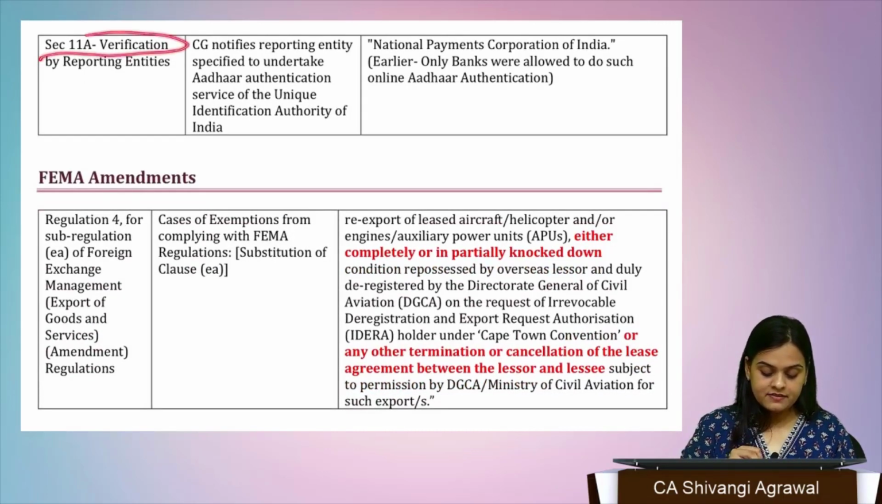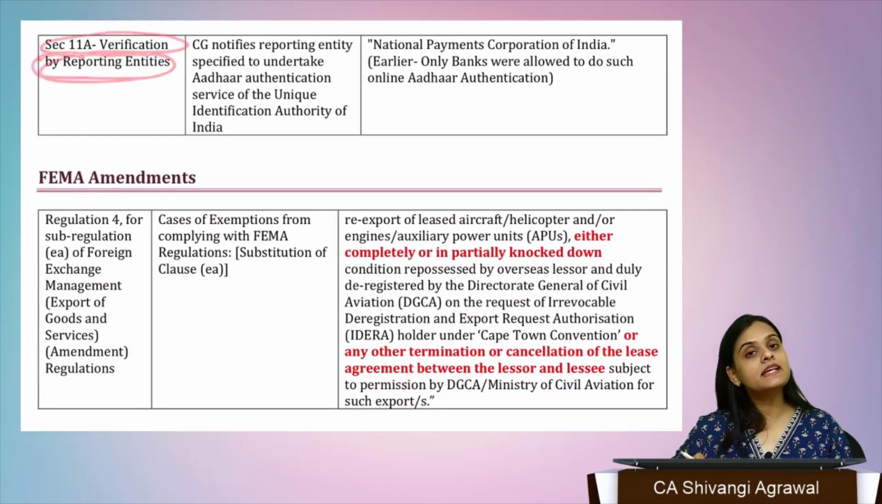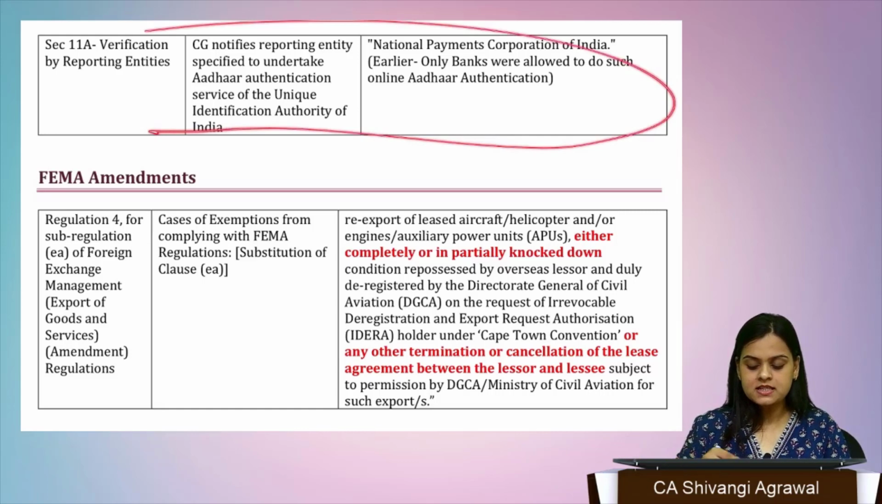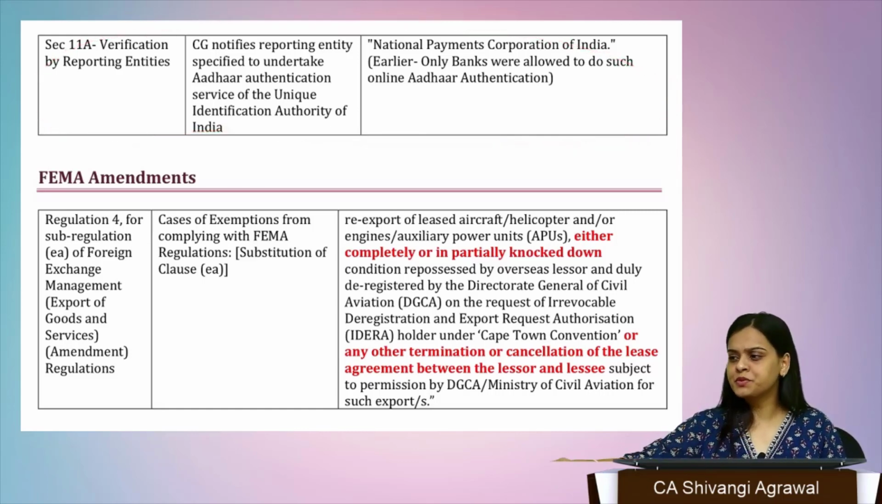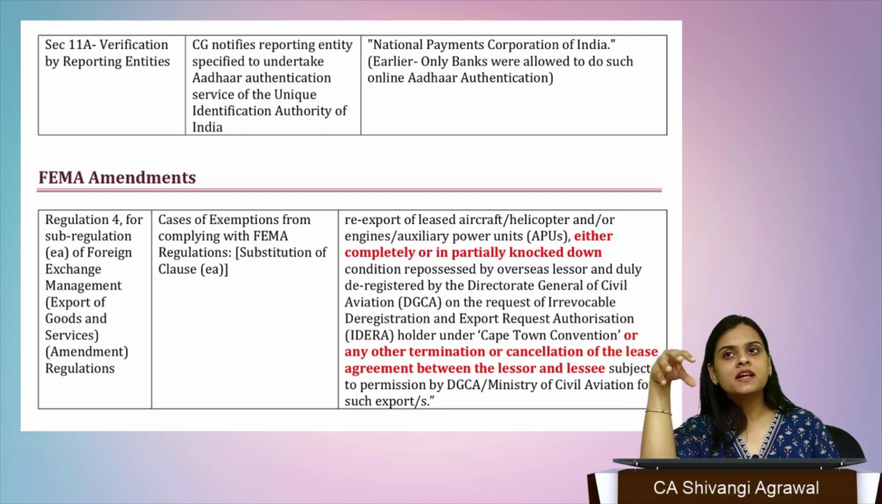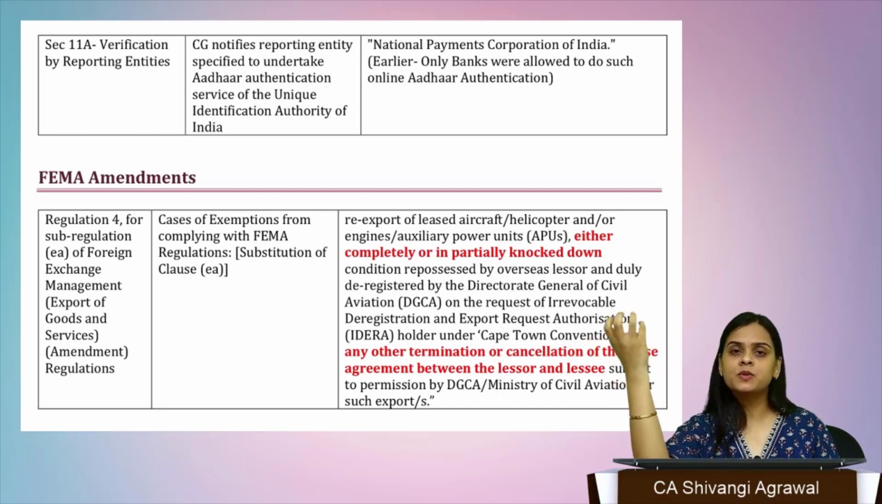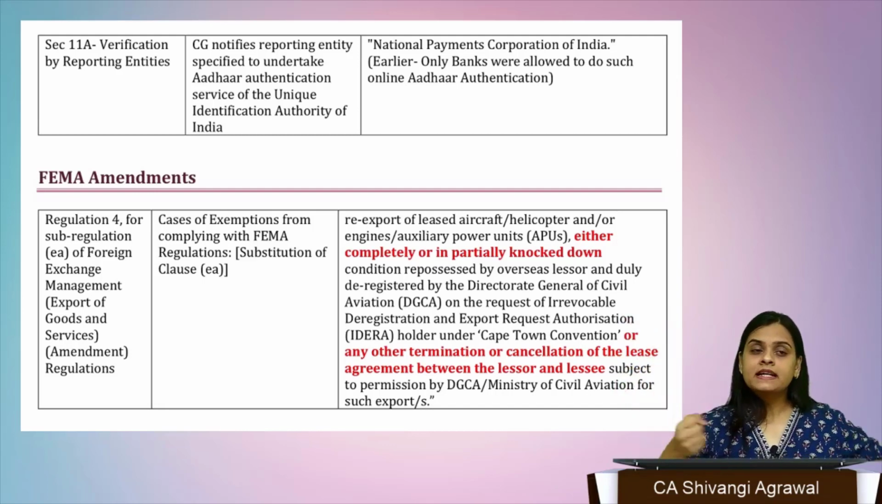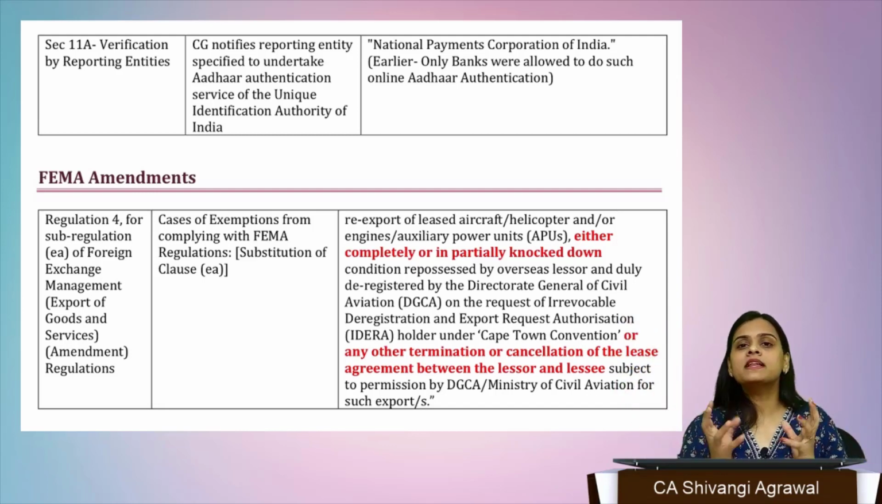Now, Section 11A, verification by reporting entities. What do we mean by this? Again, a very simple notification, very simple amendment. I hope you all know about NPCI, National Payments Corporation of India. It is actually a not-for-profit organization, or in common language you can say an NGO. Now this is an NGO which is actually run by RBI and other banks only. What do they do? They invent things for reforming the banking system.